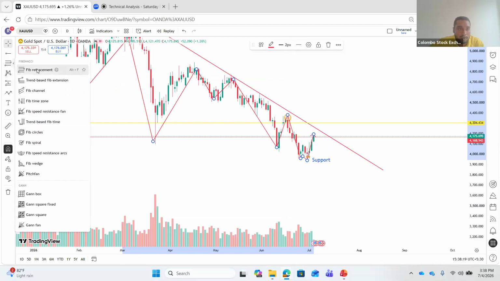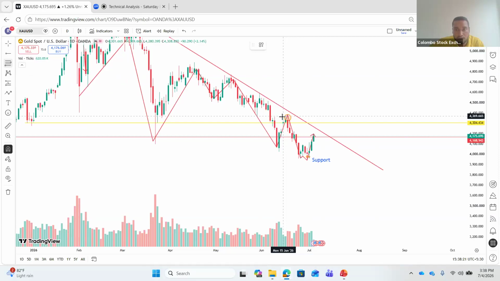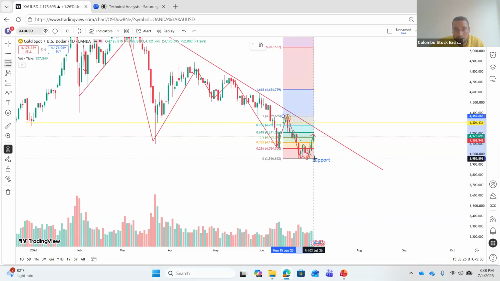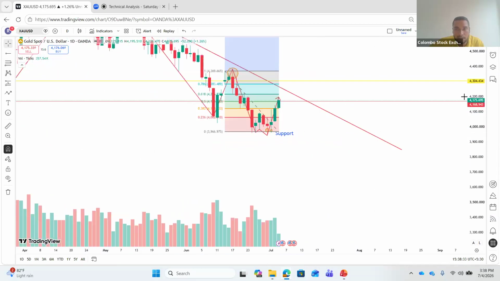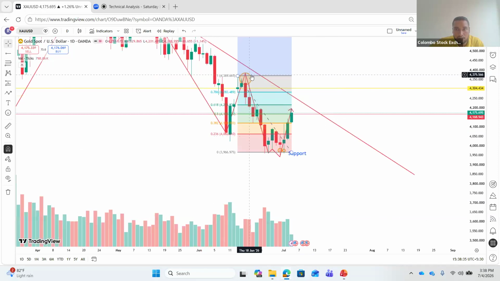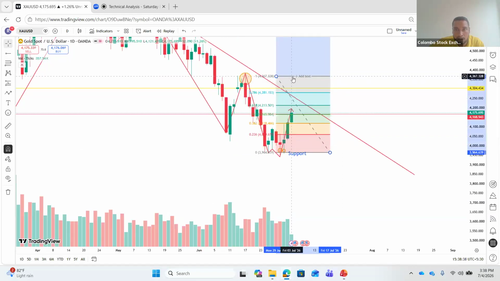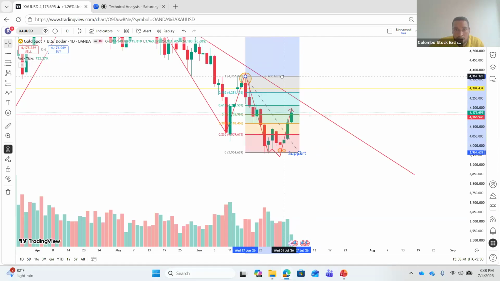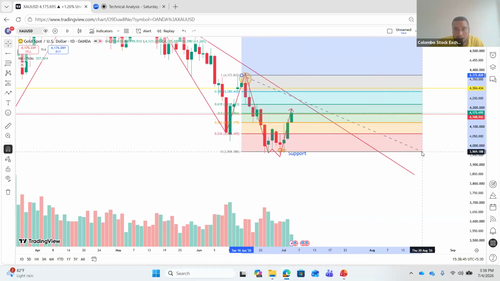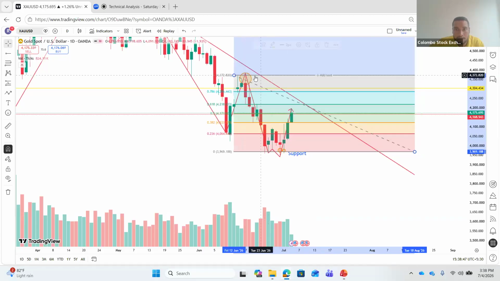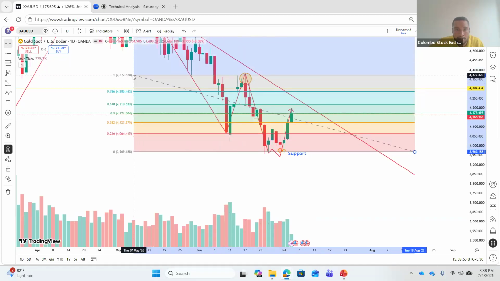If you draw a Fibonacci retracement, you can draw it from the swing high to the swing low, like this. This is the swing high. This is the swing low. And this 50% level of the Fibonacci retracement, I'll move it somewhere here. I still can't see it. Okay, I'll extend it here.